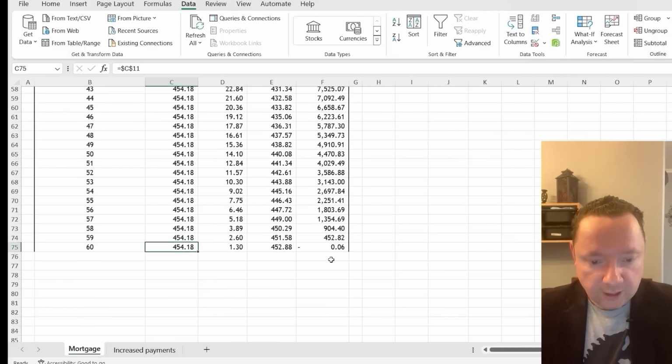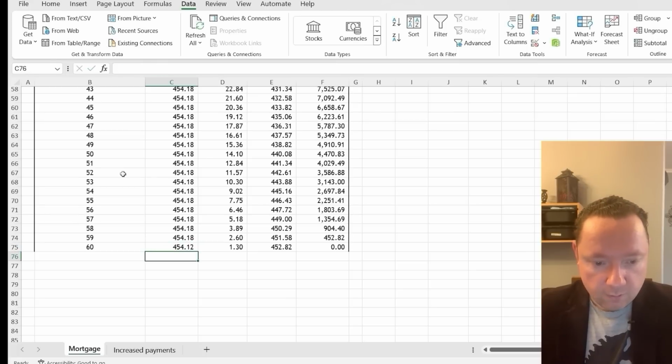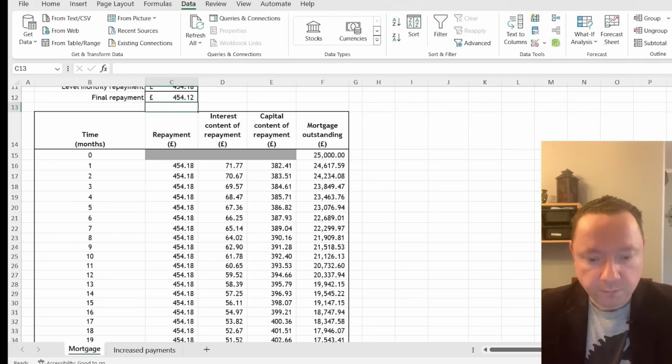So that means I need to take away 0.06 from 415.18. So minus 0.06. And then we get back to 0, which is what we need. So 415.12 is our final repayment. Either type it in or reference the cell.